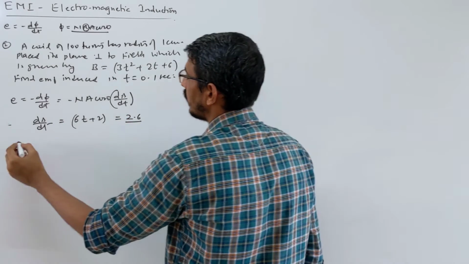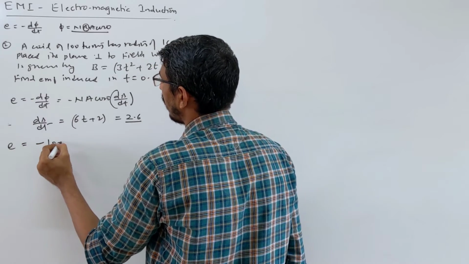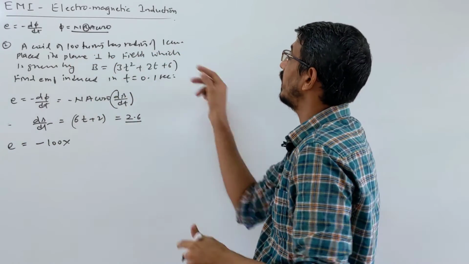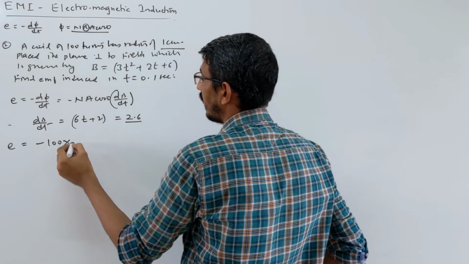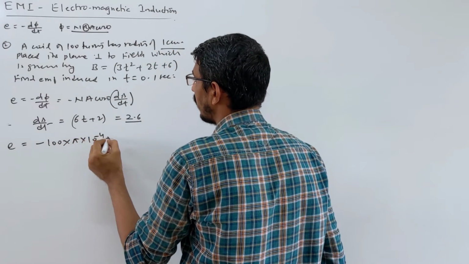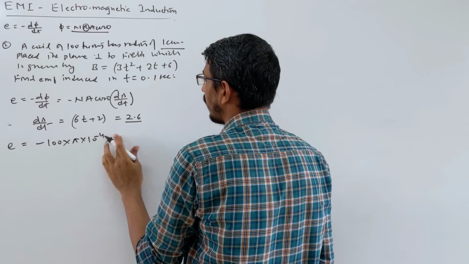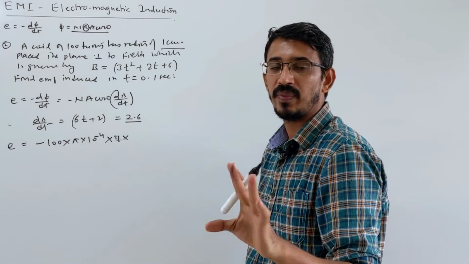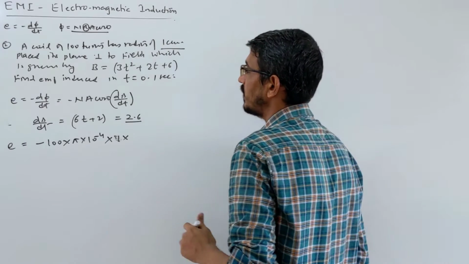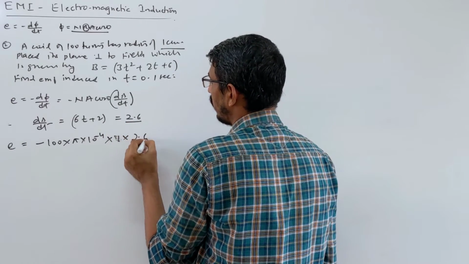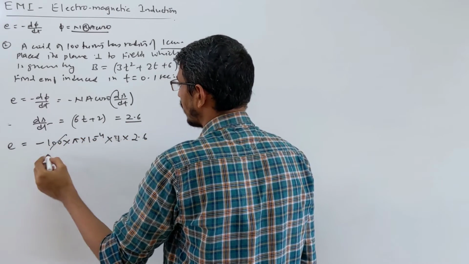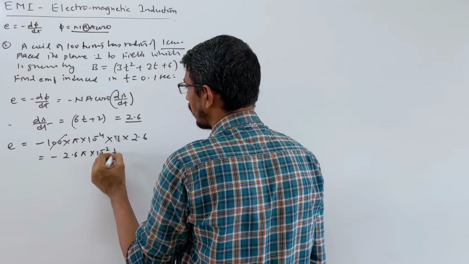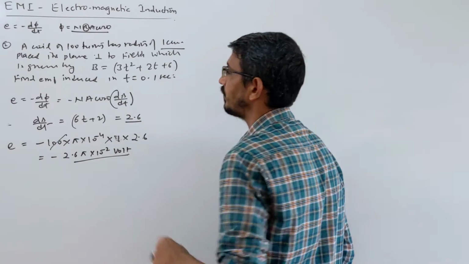Now we can put all the values. EMF is: number of turns given 100; area, for a circular coil, is pi r square with radius 1 centimeter, so pi into 10 power minus 4. Cos theta is 1, because the plane is perpendicular to the field lines, so the angle between the area vector and the field lines is 0. dB by dt is 2.6. The 0s you can cancel. So minus 2.6 into pi into 10 power minus 2 volt will be your answer.